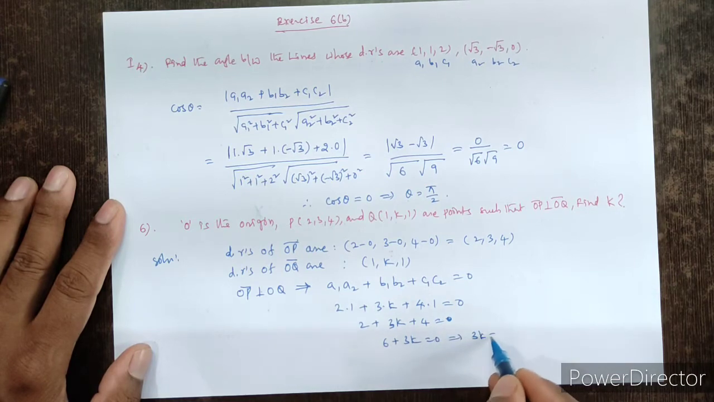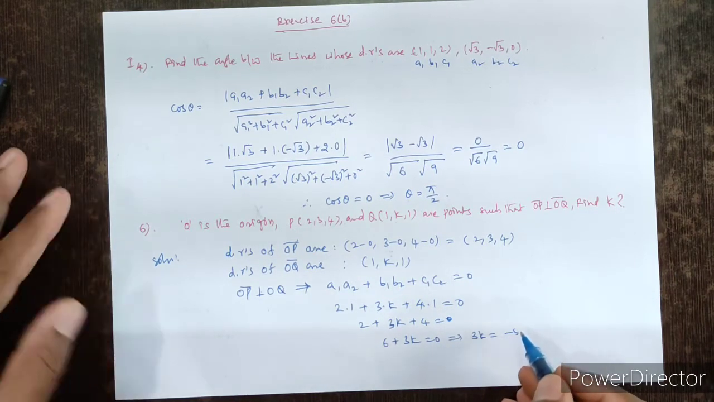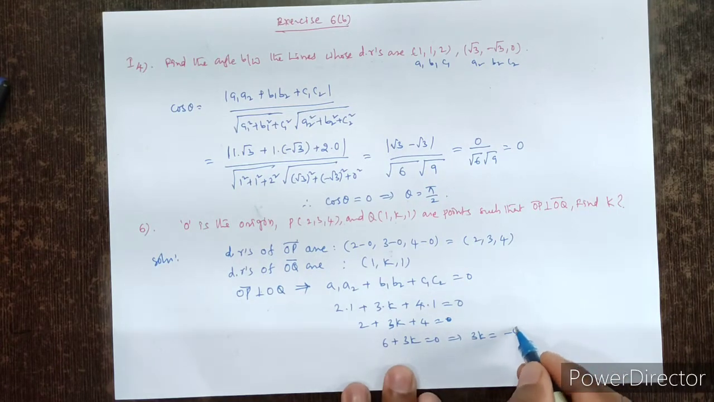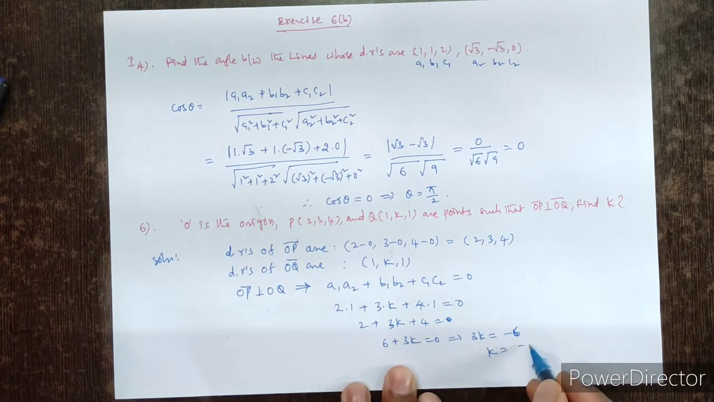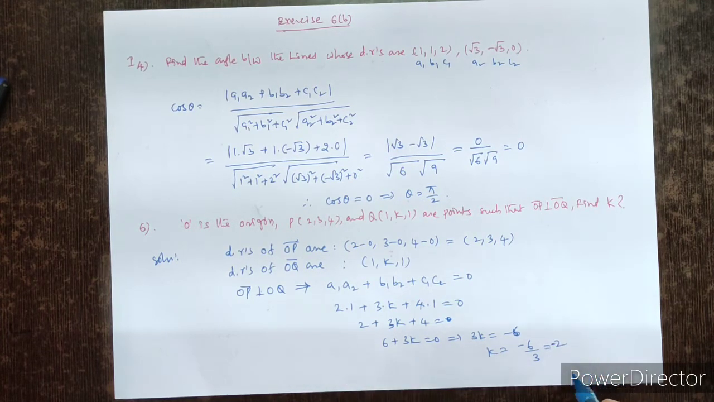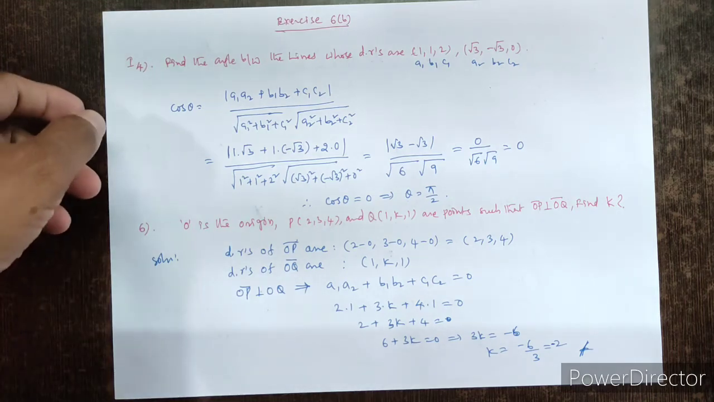So 3K equals minus 6, so K equals minus 6 by 3, that equals minus 2. So minus 2 is the answer. When OP is perpendicular to OQ, the K value is minus 2.